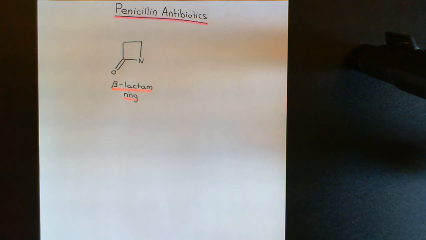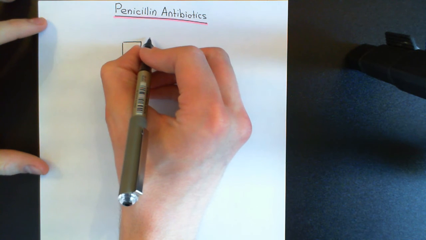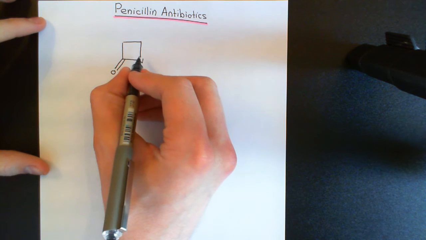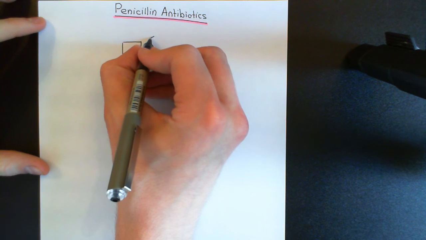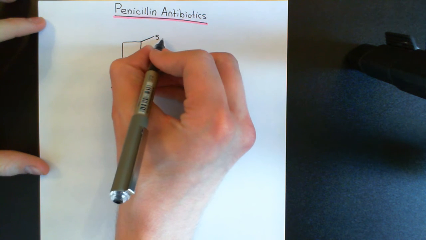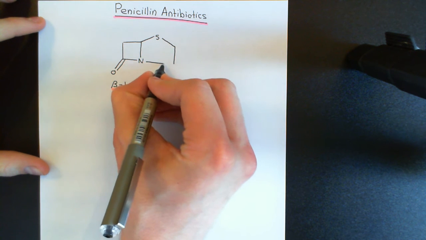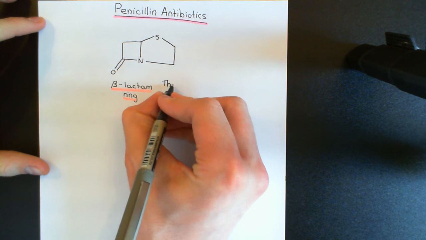Okay, now, the core structure of penicillin has another ring attached to the beta-lactam ring, known as the thiazolidine ring. So the thiazolidine ring is a five-membered ring, a more normal number of elements to have in a ring. And it's going to be a ring that contains three carbon atoms and a nitrogen and a sulfur atom. Okay, so the sulfur atom is now going to be up at the top here, and then the carbon atoms are going to be like so. So we have this five-membered ring attached to the beta-lactam ring.